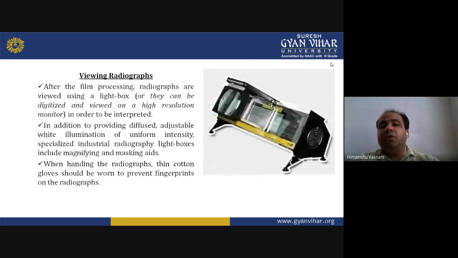Then viewing radiographs. After the film processing, radiographs are viewed using a light box, or they can be digitized and viewed on a high resolution monitor. You might have seen that in hospitals they also have high resolution monitors, and they view these radiographs on them, in order to be interpreted.